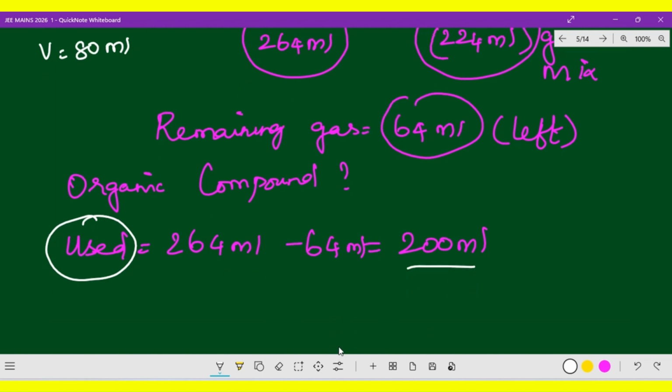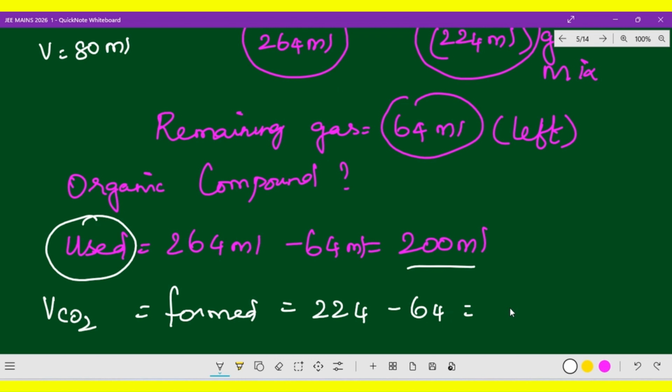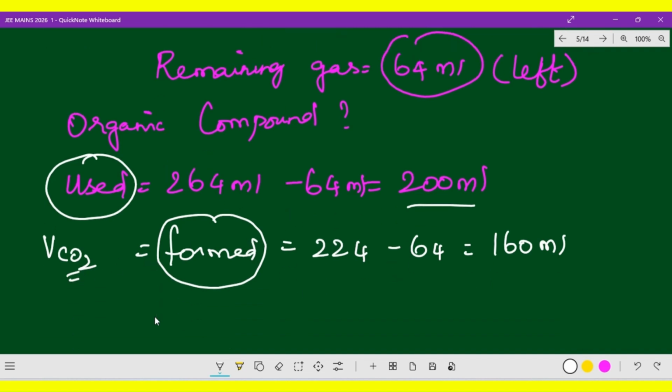And how much is formed? The volume of carbon dioxide formed is 224, which is the mixture of gases, minus 64 that is left. So how much is it? 160 ml is formed. So 160 ml only is formed, and that is carbon dioxide. Now we have to identify the other quantities.